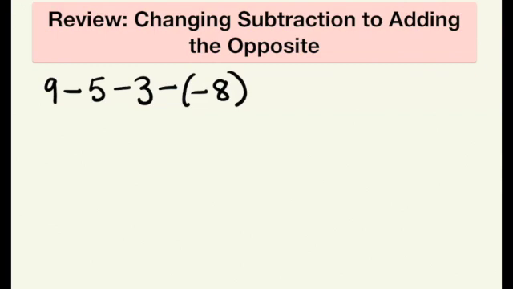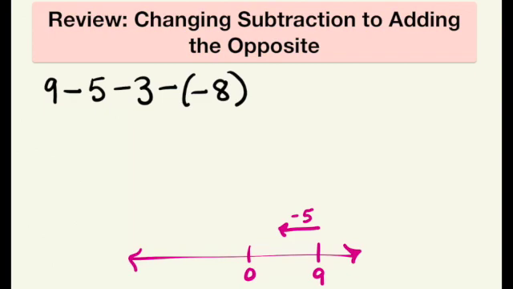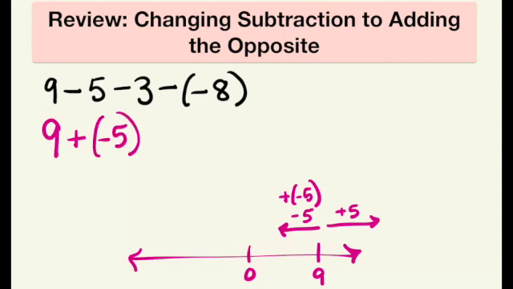So starting with 9 minus 5. If I think about 9 minus 5, well, when I subtract 5, I go to the left on the number line. And when I add 5, I go to the right on the number line. So I know that 9 minus 5 is not the same as 9 plus 5. So what is the same as 9 minus 5? Well, subtracting is the same as adding the opposite. So instead of subtracting 5, we would add -5.